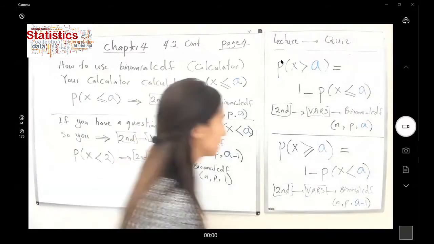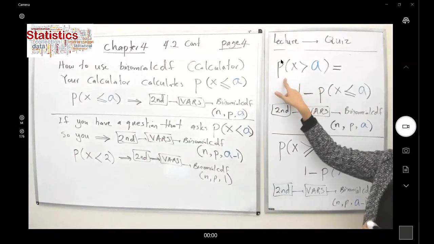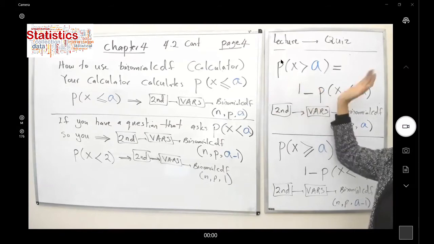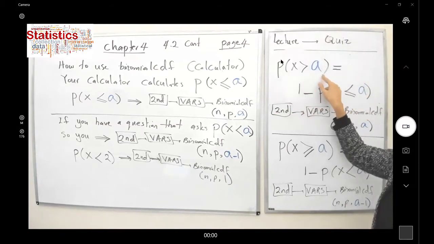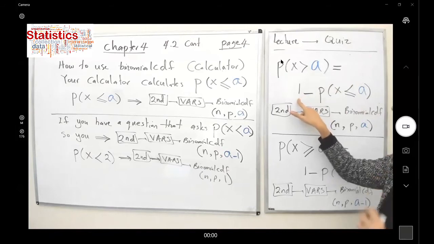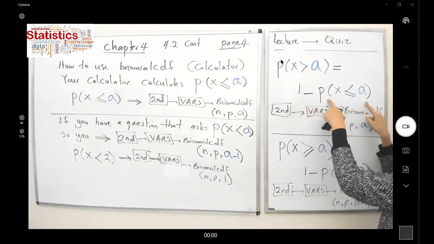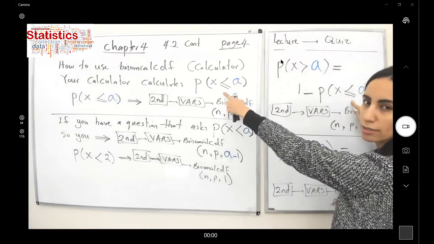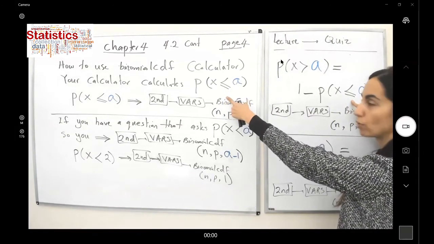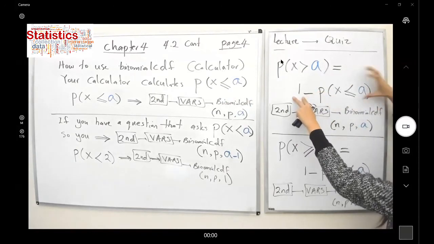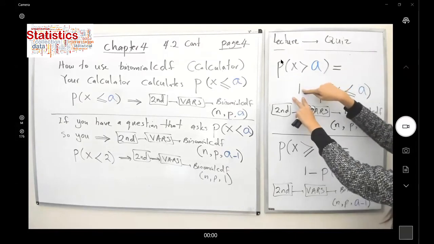Okay, 2 more cases. If your question says find the probability that X is greater than A, more than A, this is equivalent to saying that you have 100%, which is 1, minus the probability of the values that are less than or equal to A. We know that our calculator has less than or equal to A. The only thing you have to do is find that probability and subtract it from 100% or 1.